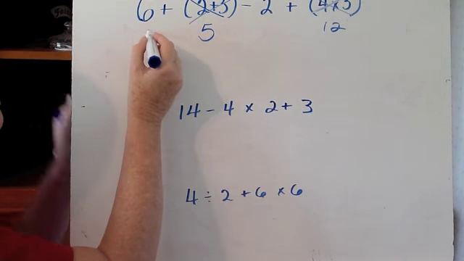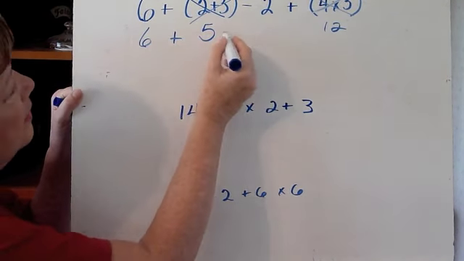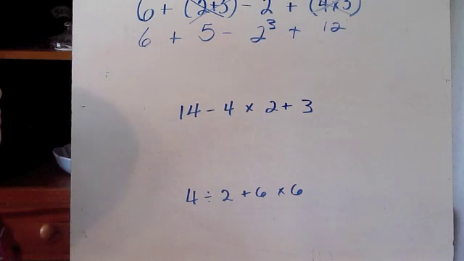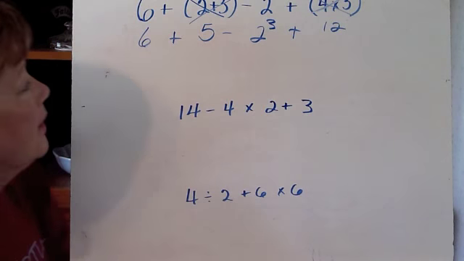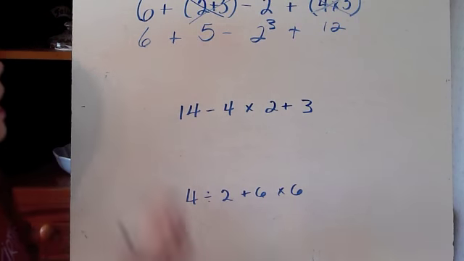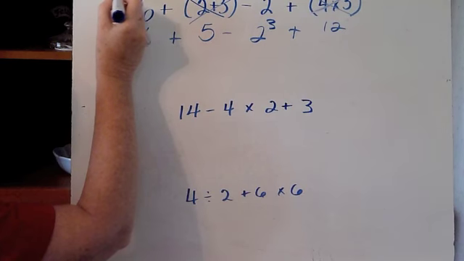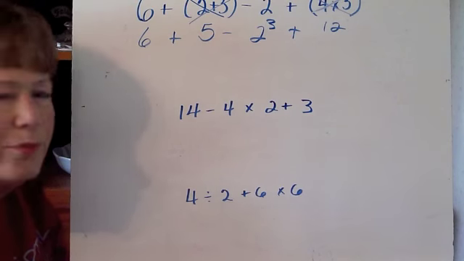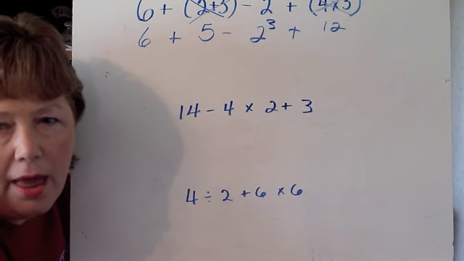Now, I haven't used the 6, the plus sign, the minus, the power, or that plus sign. So what am I going to do next? Am I going to add because it's first? No. I've done all my parentheses. I'm going to look for the exponent. And here's an exponent. 2 to the 3rd power. What does that mean? 6?